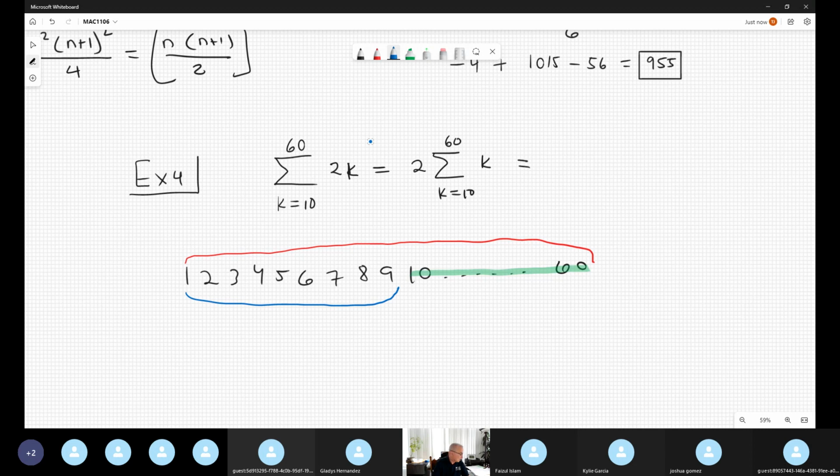So now, let me try to make it clearer in mathematical language. One summation from 10 to 60, we break it down into two summations. One summation goes from 1 to 60, the red part. Of course, minus, subtraction. One summation gets the blue part, that starts at 1 again to 9. Make sense?